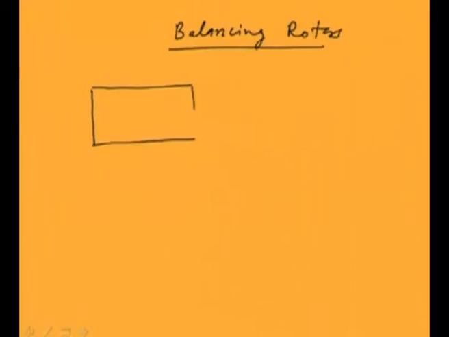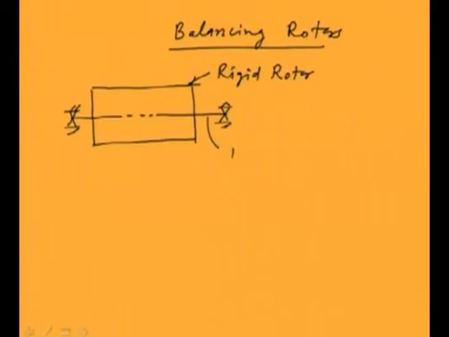So, balancing of rotors. Let us say there is a rotor like this, rotating about an axis, and bearings are provided at the ends. So it is something like a rigid rotor, and this is a flexible shaft.